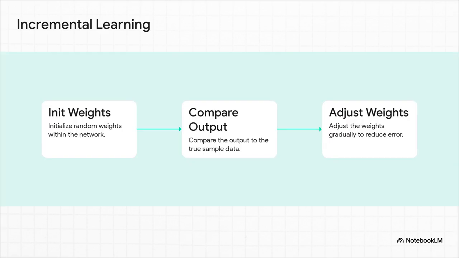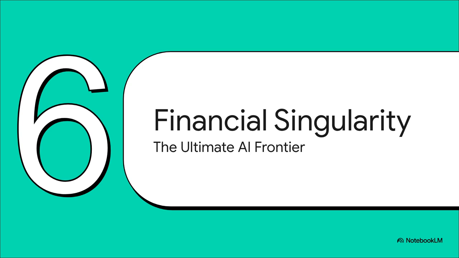Neural networks completely flip this script using what's called incremental learning. They don't need a predefined formula. Instead, they literally start by making completely random guesses, initializing random weights inside the network. Then, they compare that output to the true sample data. And step by step, they gradually adjust those weights to reduce the error. Over thousands of cycles, they organically adapt to fit the true shape of the data, no matter how complex it gets.